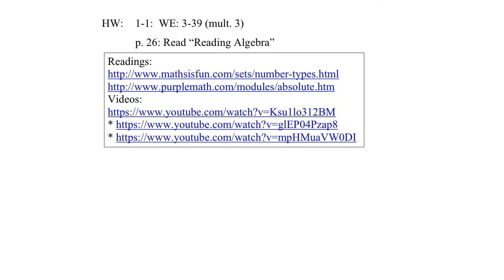Do you want us to hand it in or send it? If you do it in Notability, send it right to Drive, but call it 1.1 homework, label it the right way. If you do a hard copy, just bring it in tomorrow, okay?